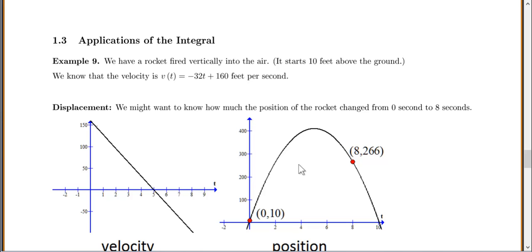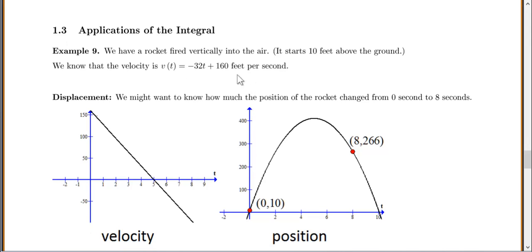Now there's a few applications in this section. So the first one, let's say we have a rocket fired vertically into the air, and it does start 10 feet above the ground. We know that our velocity is negative 32t plus 160 feet per second. And there's a few things we might want to find. So we might want to find the displacement, which is just how much does the position of the rocket change from 0 to 8 seconds. So I've graphed here for you the velocity, and I've also graphed the position function. So velocity is the derivative of position. So notice my rocket, it started off at the bottom, and then as time went on, it went higher and higher, but then at one point it turned and started falling back towards the ground.